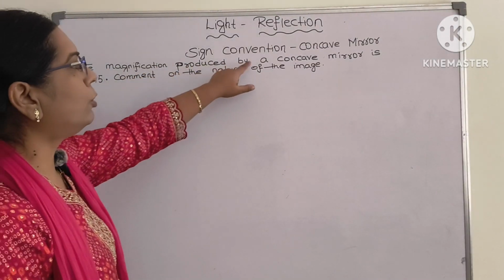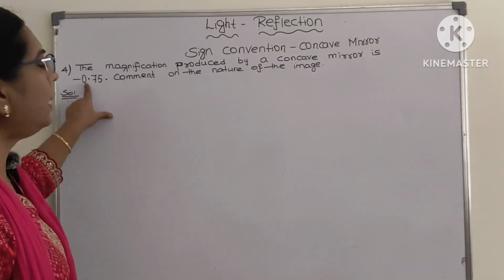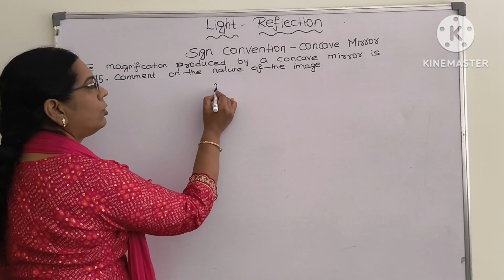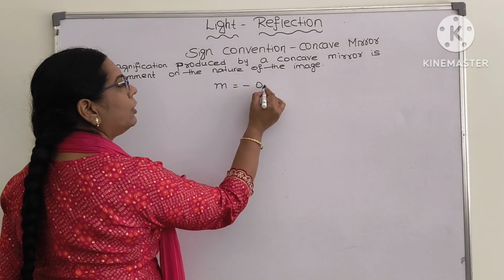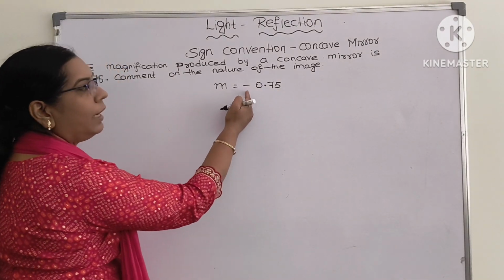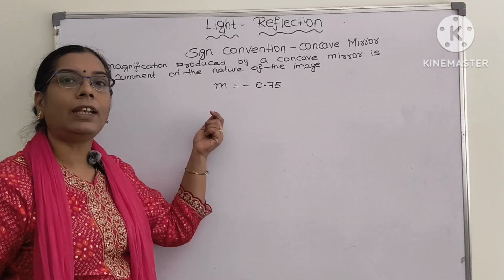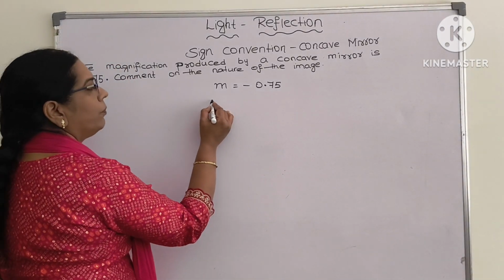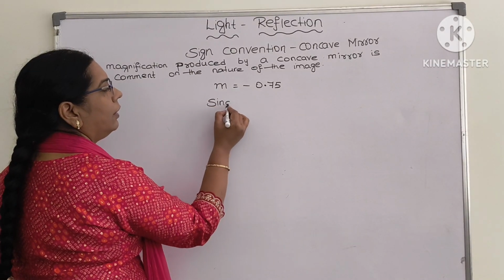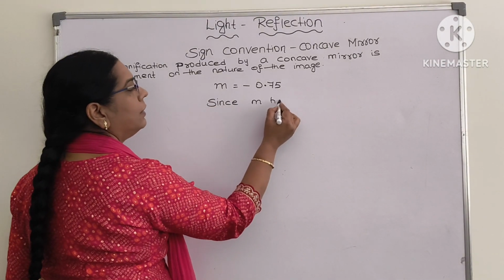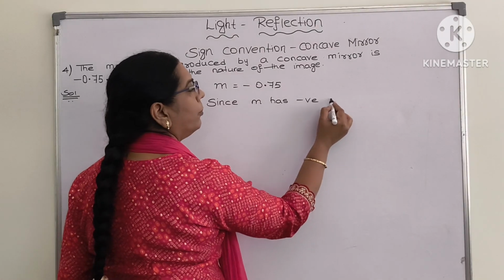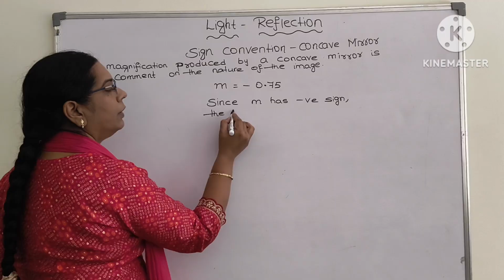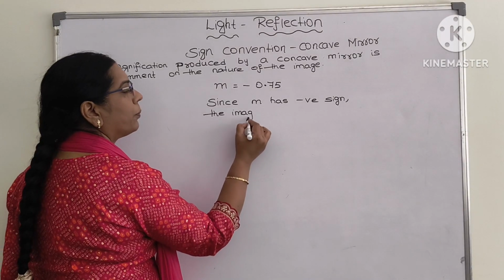The magnification produced by a concave mirror is minus 0.75. We have to comment on the nature of the image. Let us do, m is minus 0.75. The negative sign of the magnification says that the image is real and inverted. Since m has a negative sign, the image is real and inverted.